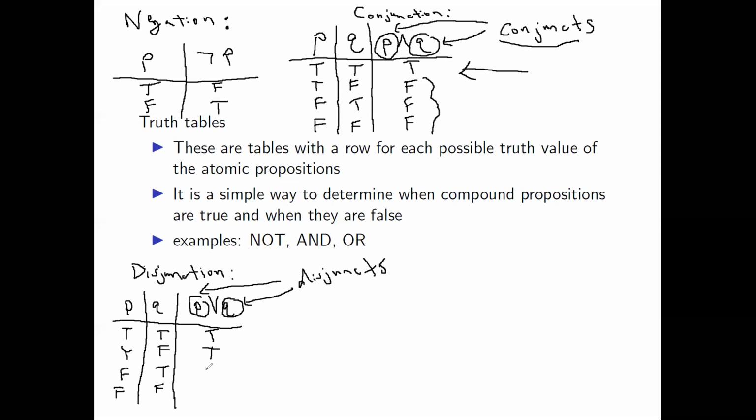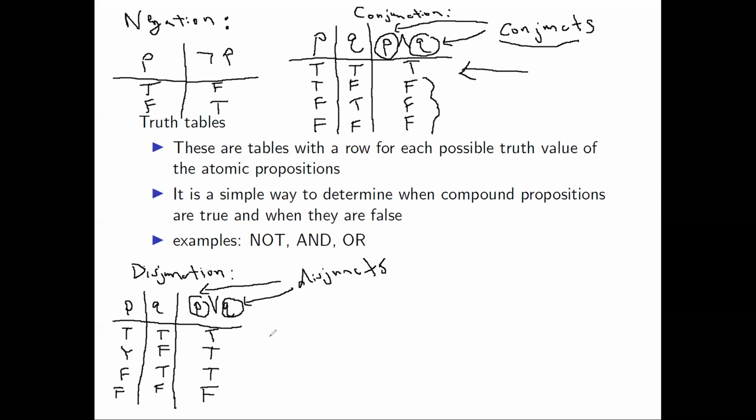Let's consider the third line. When P is false and Q is true, the disjunction P or Q is still going to be true. And that's because Q is true. As long as at least one of the disjuncts is true, that makes the whole disjunction true. And since Q is one of the disjuncts and Q is true, that makes the whole disjunction true. Finally, the last line. When we have P false and Q false, the disjunction P or Q is going to be false. And it's because neither of the disjuncts are true in this case. So it's not true that at least one of the disjuncts is true, which means the disjunction is false.